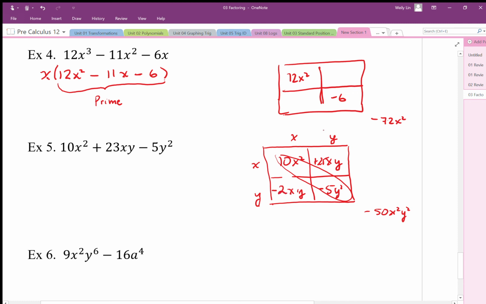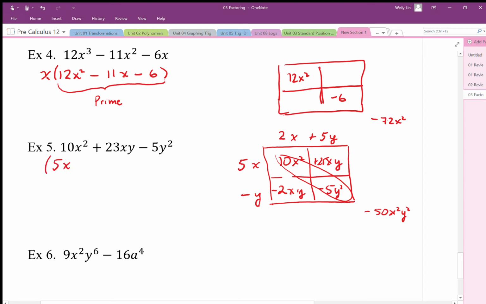So they're going to have a common factor here of 5, that's going to be positive 5. And this is going to be negative 2 along here, or sorry, negative 1. Okay, because negative 1 times positive 5 gives me the negative 5y squared. To get the 10 here, I need a common factor of 2 along here. And the common factor horizontally here is going to be the 5. So that's going to give me my 10x squared. So there's my factored form.